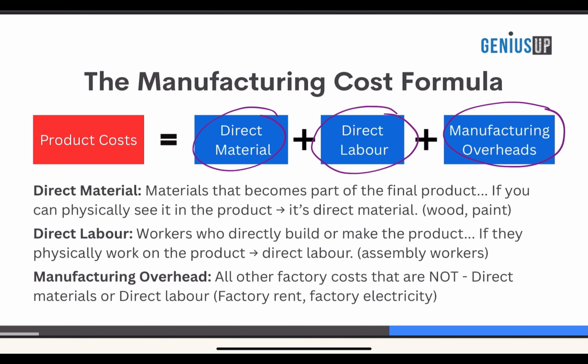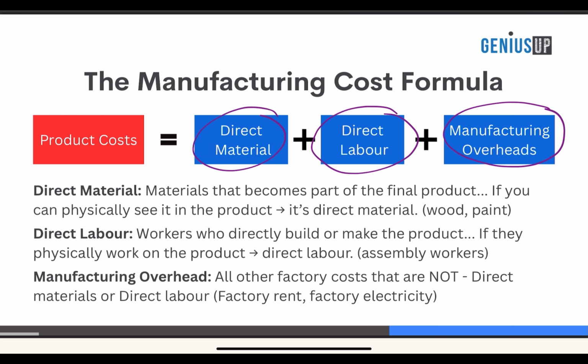And then you have direct labor, same thing. These are workers who directly build or make the product, right? If they physically work on the product, for example assembly workers or the people that put it together and are involved physically in the production process, that's direct labor, right? So if they are physically working on the product, then that's direct labor.